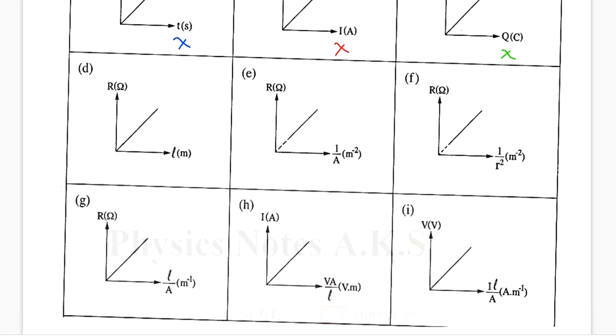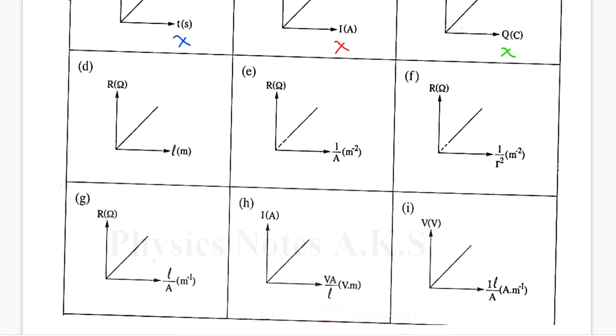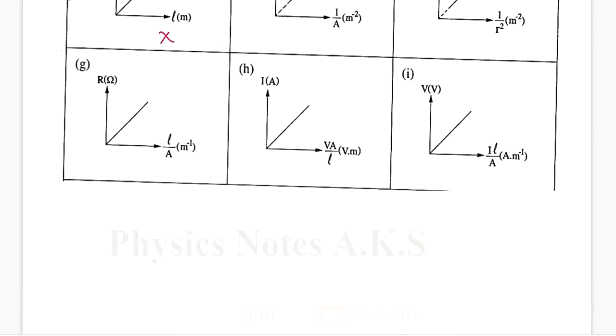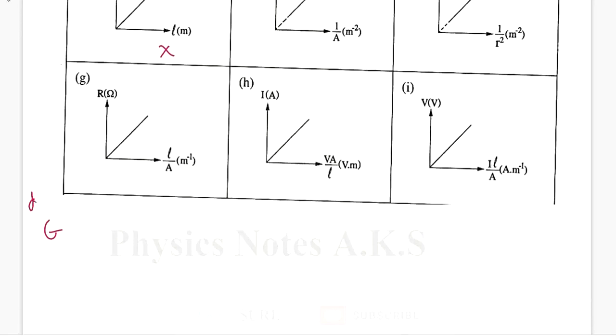Now let's go to part D. In part D, notice that the y is resistance and the x is length. So the gradient is R over L. Let's see what that represents. I don't know if I have the space here, so let me go down. This is part D. So the gradient is resistance over length.